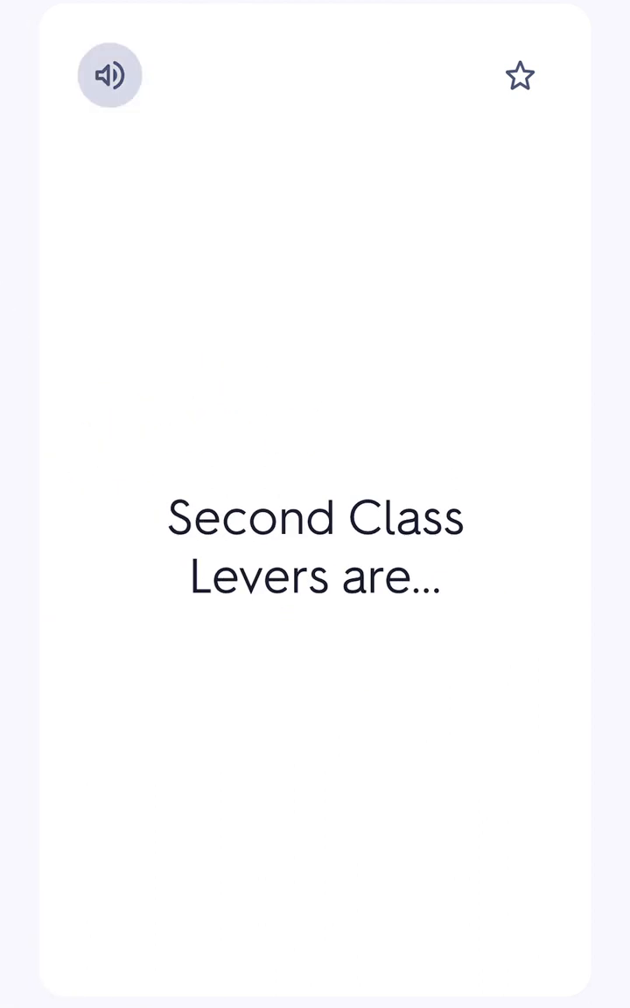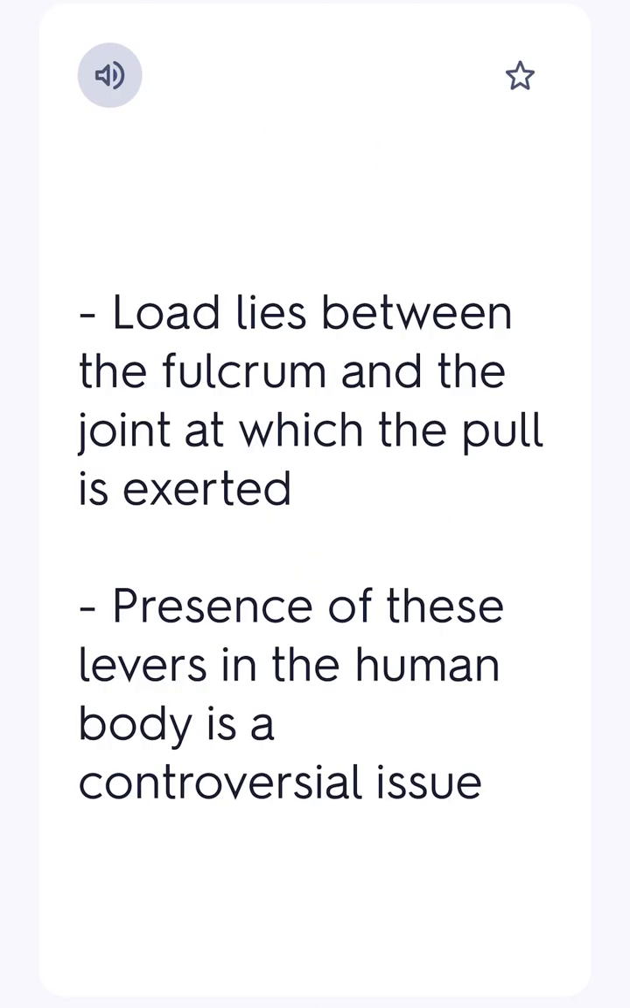Second-class levers are: load lies between the fulcrum and the joint at which the pole is exerted. Presence of these levers in the human body is a controversial issue.